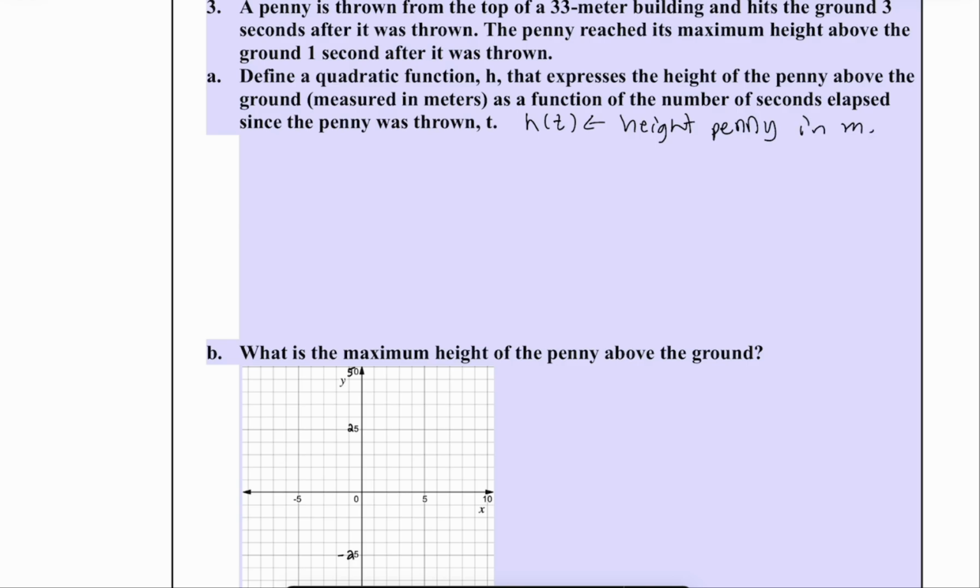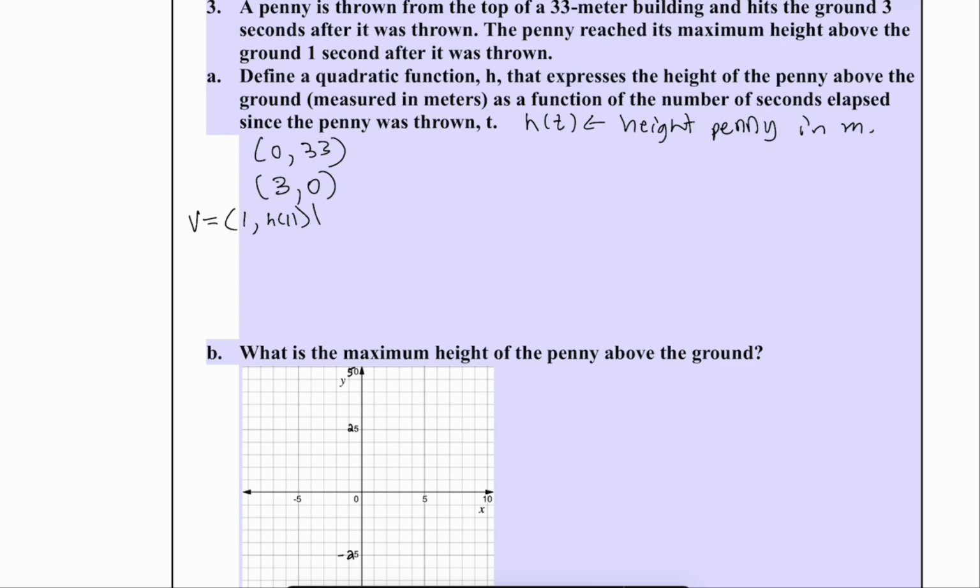Okay, so what do we know initially? Well, at time 0, we were at a height of 33 meters. We're standing on top of that building ready to throw our coin. At 3 seconds, it hits the ground. So at 3 seconds, we're at a height of 0. So we have those 2 points. We also know that the penny reached its maximum height above the ground at 1 second. So we know that the vertex is (1, something). Now I'm just going to call it h of 1. We'll fill that in later, okay?